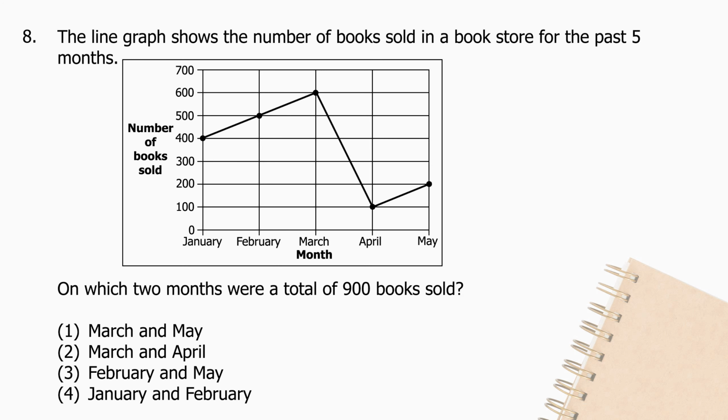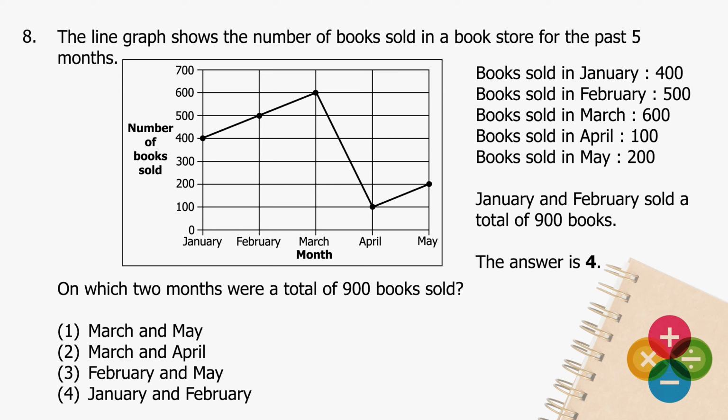Question 8. The line graph shows the number of books sold in a bookstore for the past 5 months. On which 2 months were a total of 900 books sold? The number of books sold in January is 400. The number of books sold in February is 500. The number of books sold in March is 600. The number of books sold in April is 100. The number of books sold in May is 200. January and February sold a total of 900 books. The answer is 4.